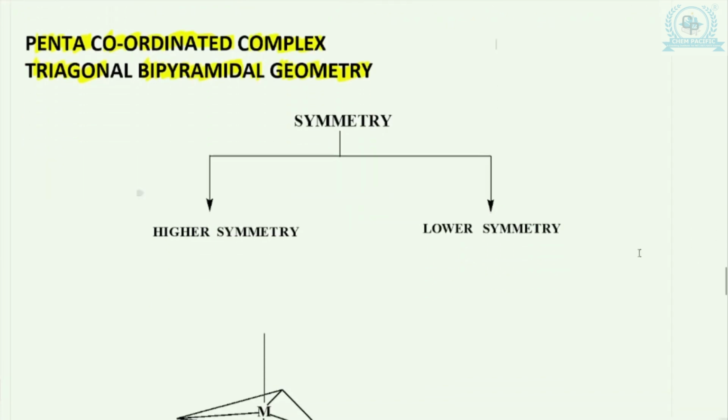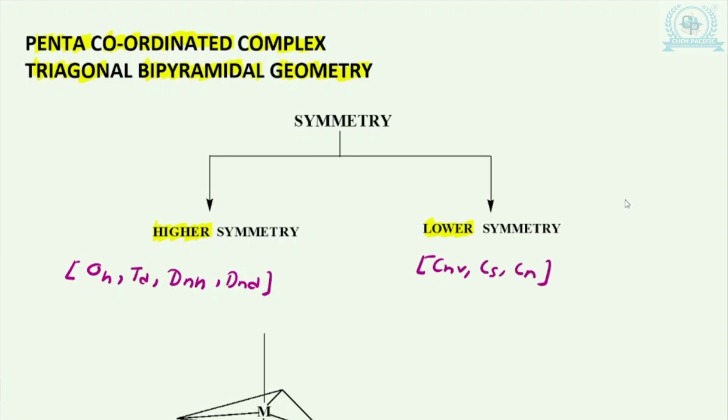So before that, two things I told you: if you study symmetry, one is higher symmetry, the other is lower symmetry. Higher symmetry basically belongs to the groups of octahedral, tetrahedral, DNH and DND. Lower symmetry belongs to CNV, CS and CN. If the symmetry is high, remember, the total number of CO bands is lower. And when the symmetry is lower, then the number of CO bands becomes higher, it increases.